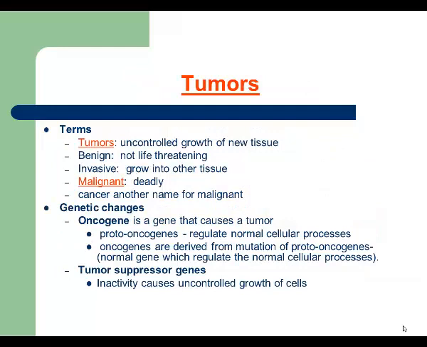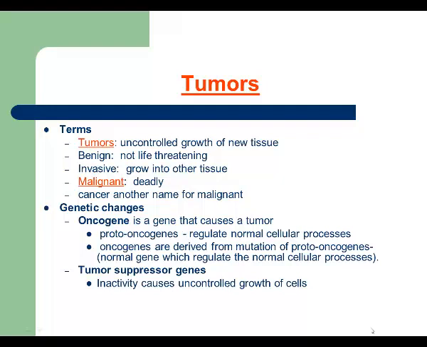Because some viruses are able to cause tumors in humans, let's talk about tumors. So what do you call tumors? Tumors are uncontrolled growth of new tissue. Tumors can be benign, meaning not life-threatening. They can be invasive, meaning tumors grow into neighboring tissues or organs. And they can be malignant, or deadly. And of course, we call them cancer.